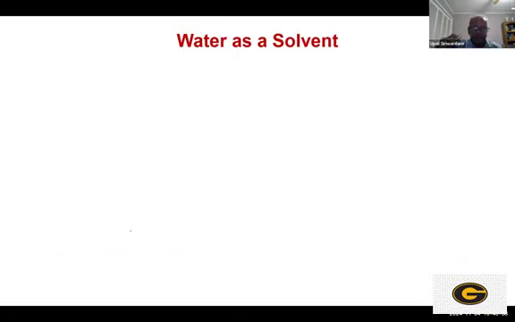Now I'm going to talk about water as a good solvent. Why water is a good solvent for making homogeneous solutions or aqueous solutions to do chemical reactions.